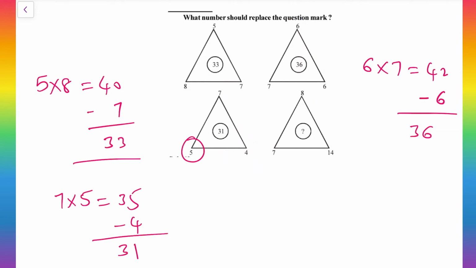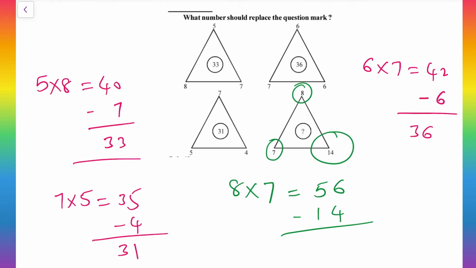Now let us apply the same logic to find out the missing number in the fourth figure. These two we need to multiply. That is 8 into 7. From that answer, we need to subtract 14. 8 7s are 56. 56 minus 14, this number we need to subtract. So that is nothing but 42. So the missing number or the question mark is 42.